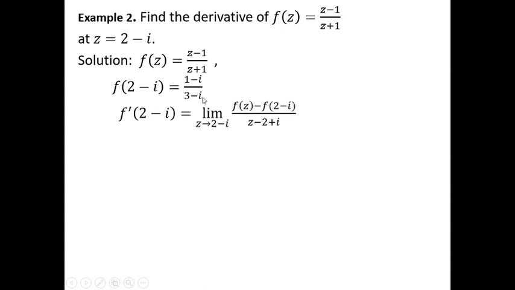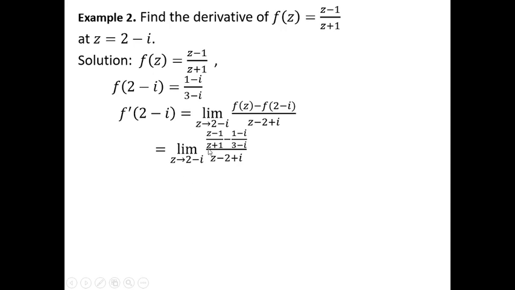Now consider the formula: f'(z0) is equal to the limit as z tends to z0 of [f(z) minus f(z0)] divided by [z minus z0]. Here we already substitute the z0 value. What is the z0 value? 2 minus i. Now substitute the f(z) value: f(z) is (z minus 1) divided by (z plus 1), minus f(2 minus i), which we already found. Just substitute here: (1 minus i) divided by (3 minus i), whole divided by z minus 2 plus i.